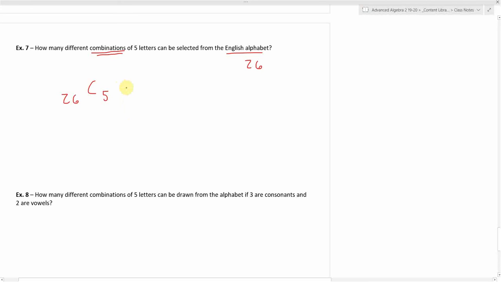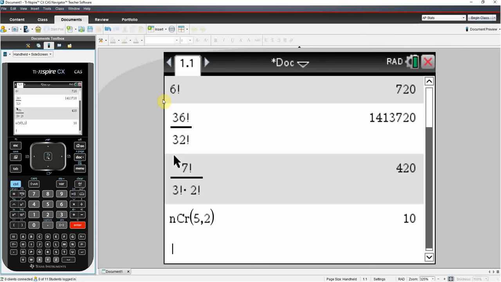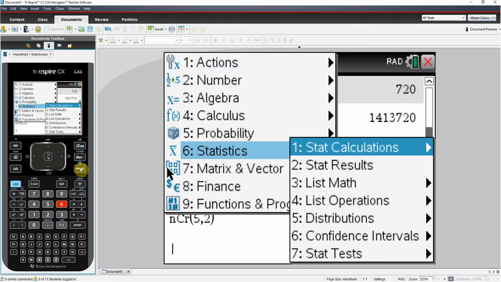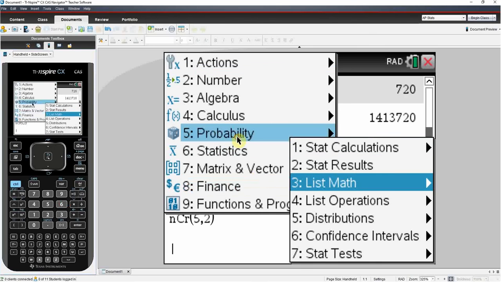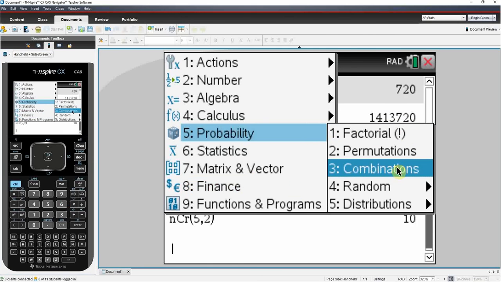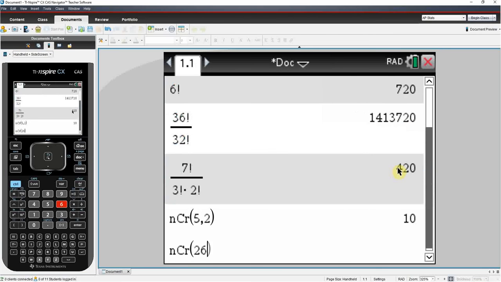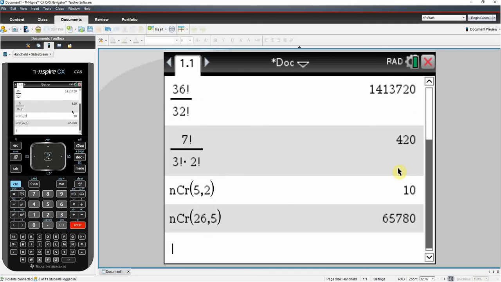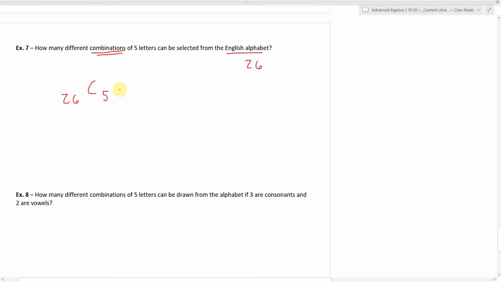So we can go right to the calculator, really, and say, all right, we've got 26. Actually, sorry, if we're doing the Inspire, we want to do menu 6, choice, menu 5 for probability, choice 3 for combinations. 26 letters, we're choosing 5 of them in any order, we don't care. We get 65,780. 65,780 groups of 5 letters.